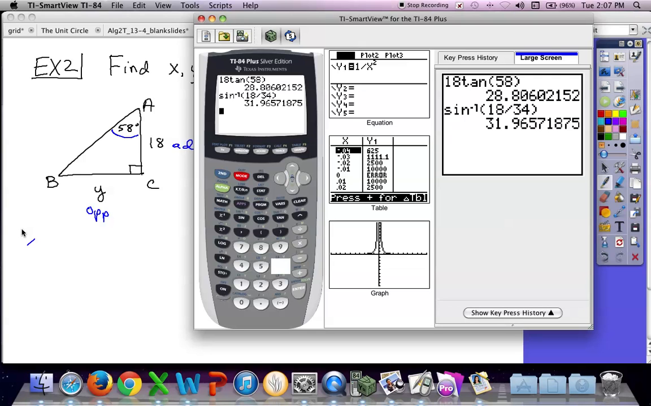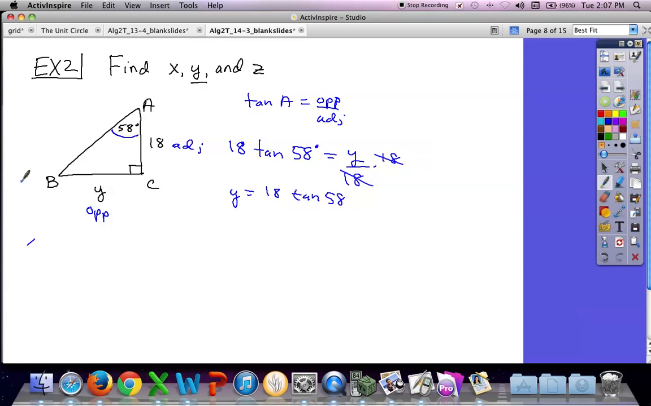You should be getting 28.8. Is everybody getting 28.8? Okay. So Y equals 28.8. I think that on the example on the page it says round to the nearest whole number, so that would be 29. Then later underneath it says round to the nearest 10. I kind of like doing to the 10.